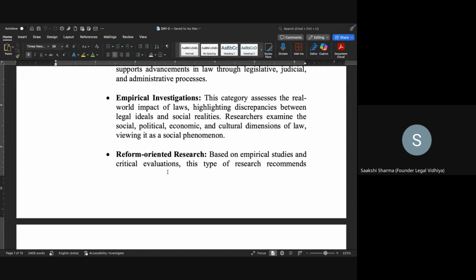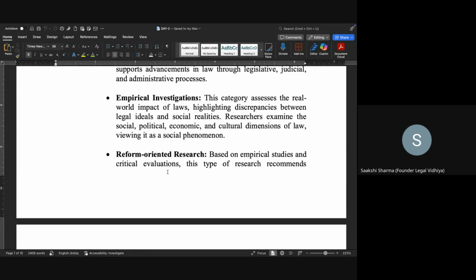Suppose a law was brought for the betterment of people. Say for example a law has come into force in a particular country to empower women. Is it actually helping women? Is the law being implemented to its fullest, or were the goals for which the law was brought fulfilled? Every act, rule or regulation has a statement of purpose of why a particular law is being brought and enforced. Are those things being fulfilled? Is law serving its purpose? In empirical investigation we try to find that.